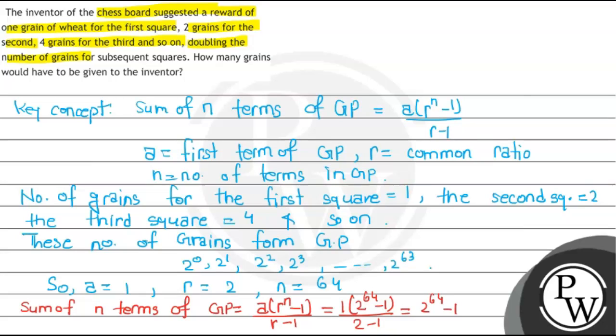So the number of grains that would have to be given to the inventor is 2 raised to the power 64 minus 1. So 2 raised to the power 64 minus 1 is the final answer.